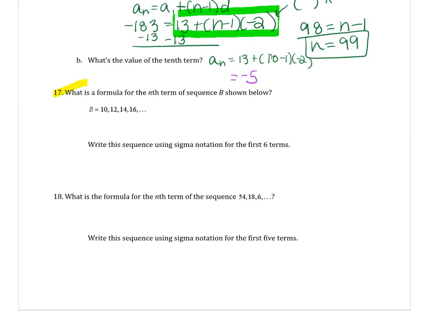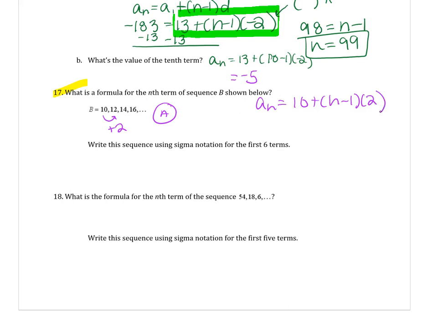Okay. What is a formula for the nth term of the sequence b below? Okay, well, I'm noticing that I am adding 2 each time, so that means it's arithmetic. So that means that I can write this as a sub n equals 10 plus n minus 1 times 2.